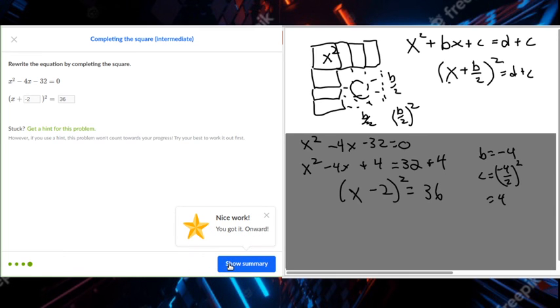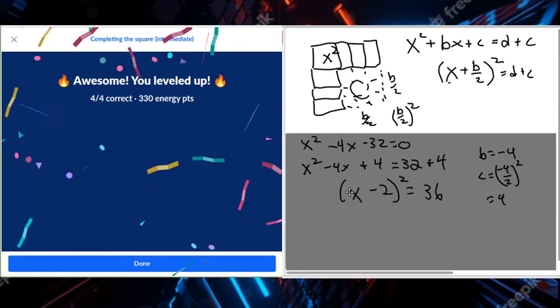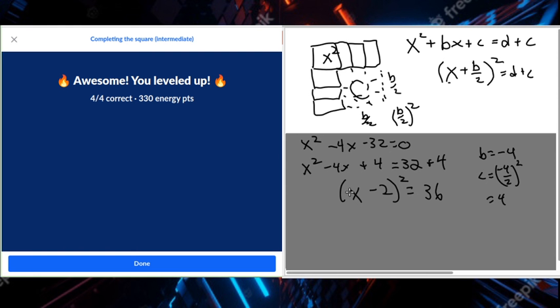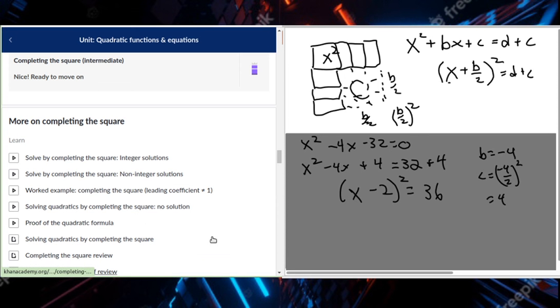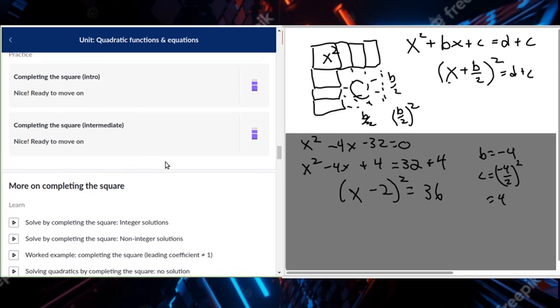All right, so that's intermediate completing the square. Completing the square is a very important technique in math, and when we get to later stuff, we'll use completing the square a lot of times to do things with advanced math, advanced high school math. So you really need to know completing the square and get really good at it.